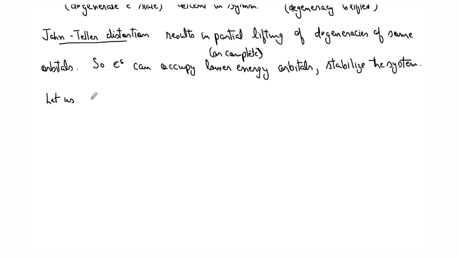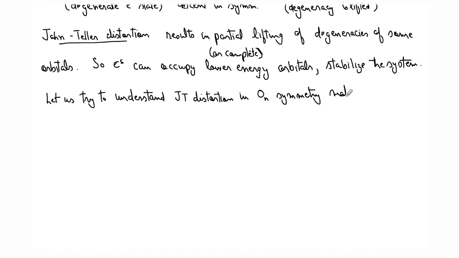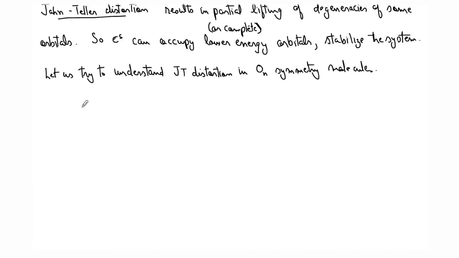So now let us try to understand this distortion, Jahn-Teller distortion, under an octahedral system. So let us try to understand Jahn-Teller distortion in Oh symmetry molecules. Alright. So Jahn-Teller distortion occurs only in those cases where there is degeneracy in electronic state.